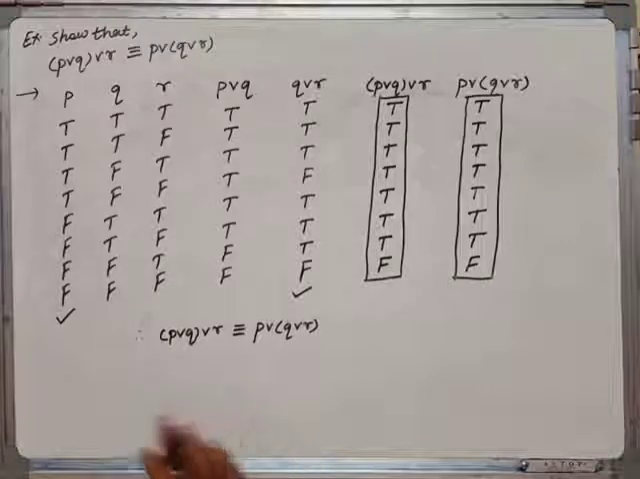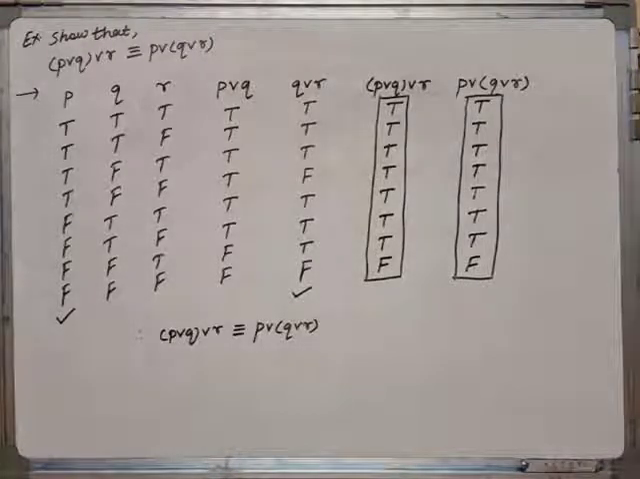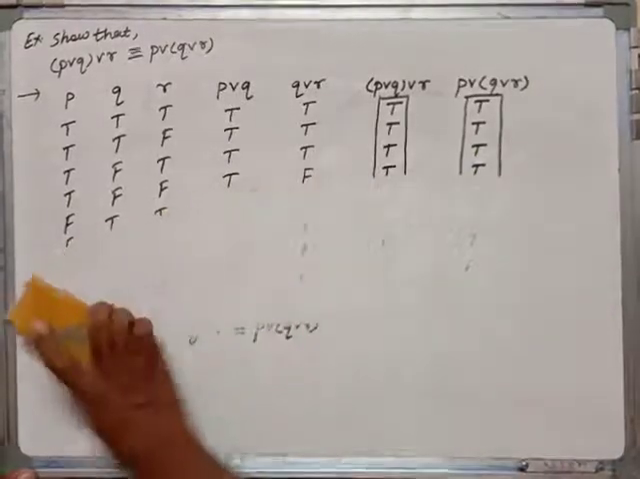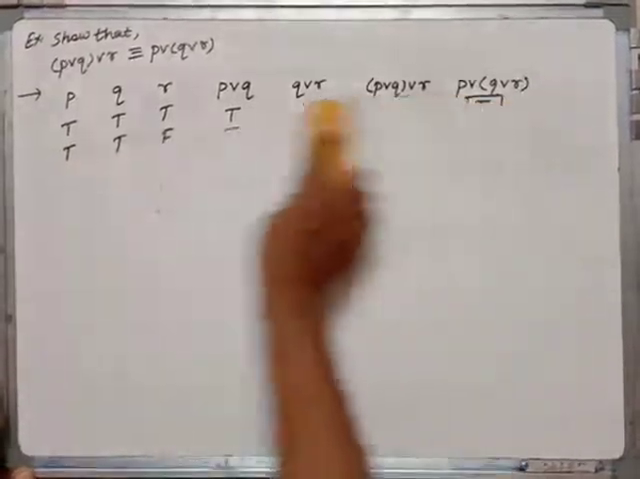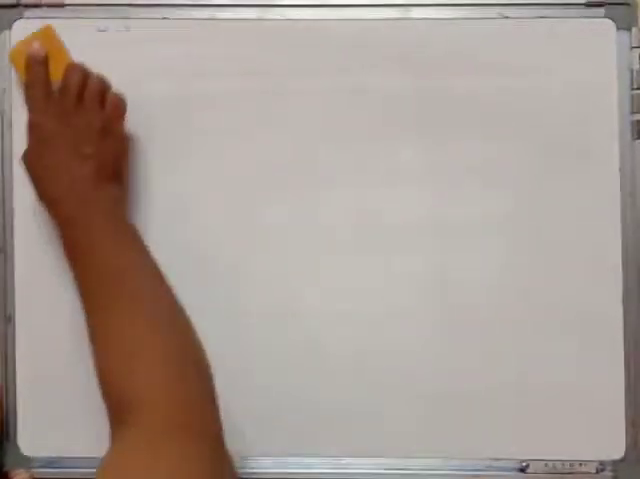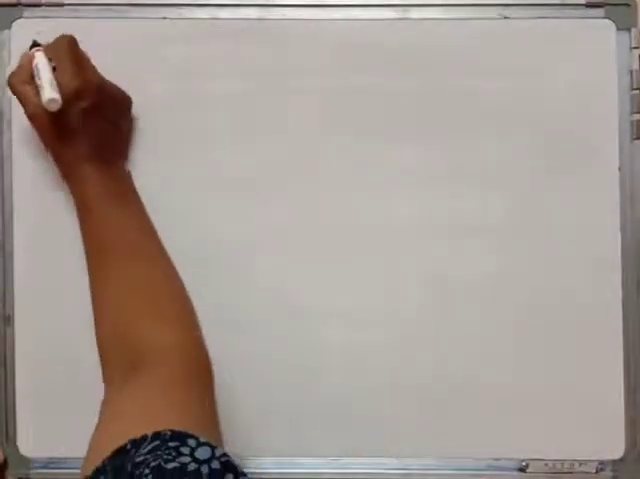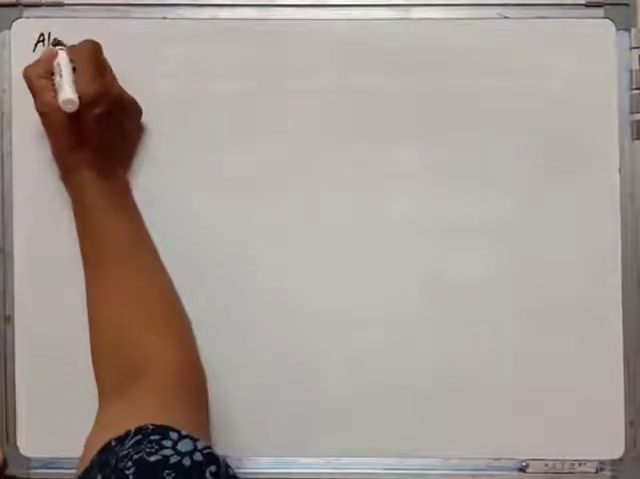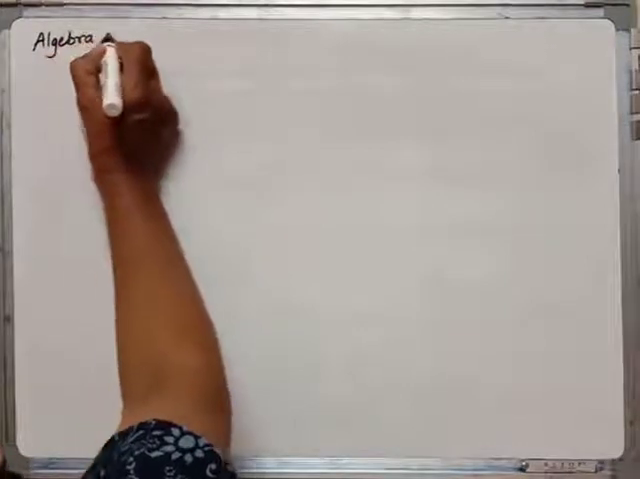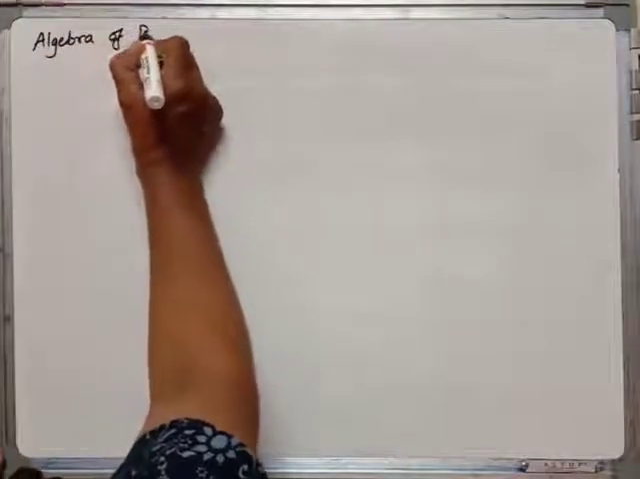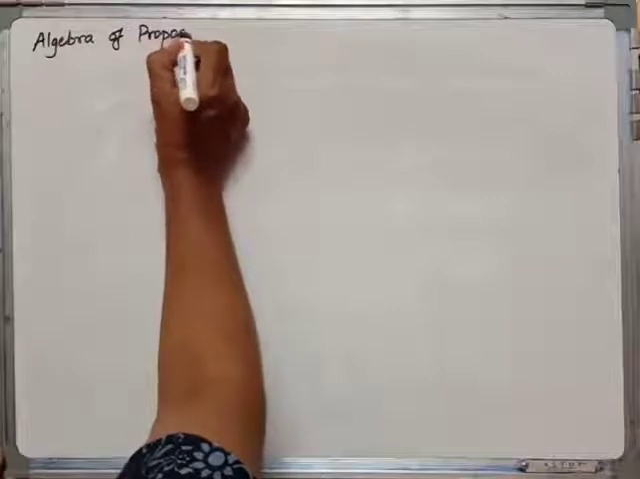So let us see those logical identities. Let me write that thing as a remark, or that remark is known as algebra of propositions. Let me write that remark: algebra of propositions.